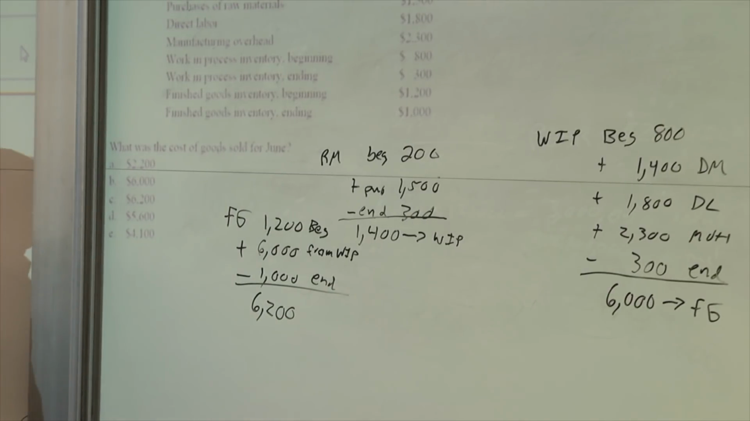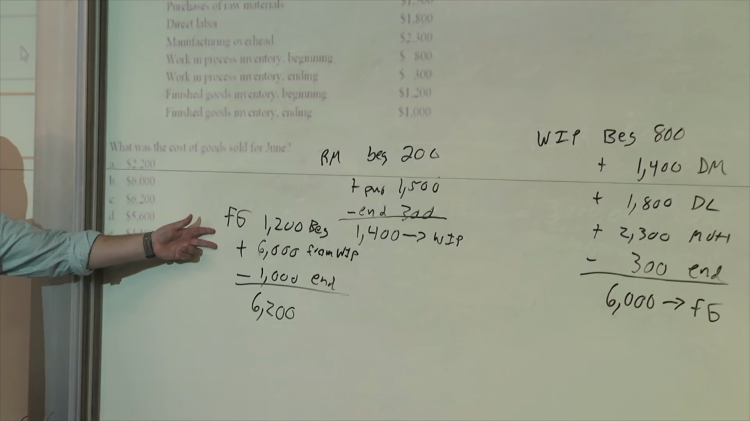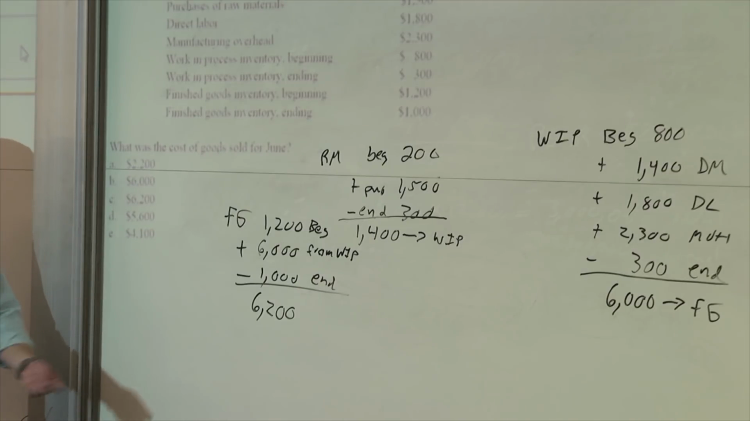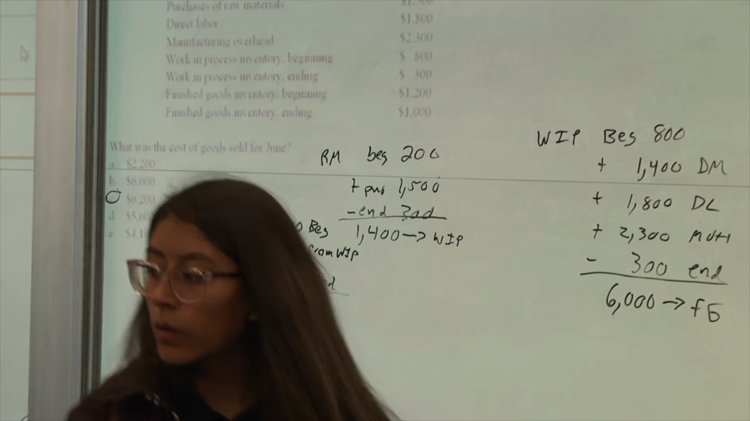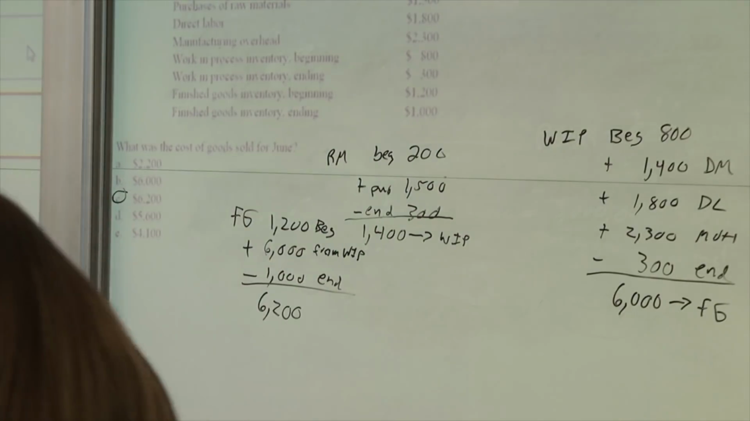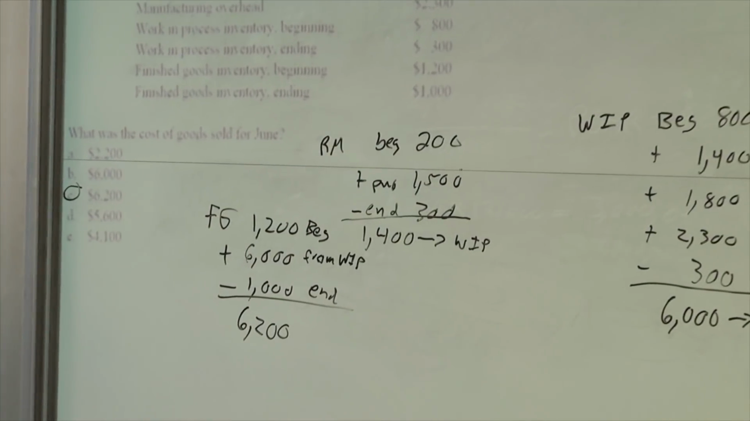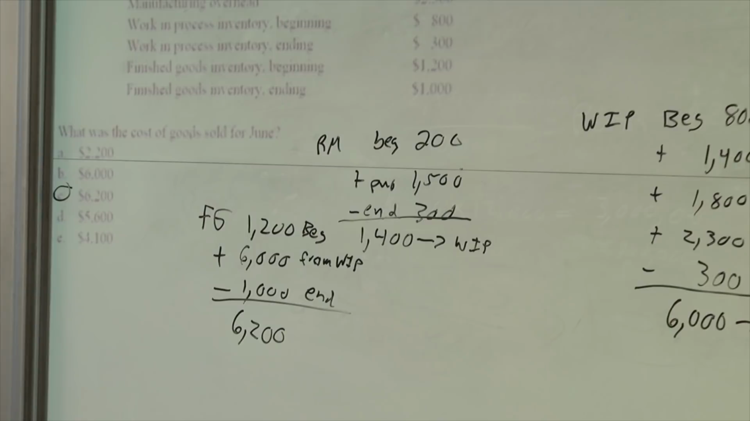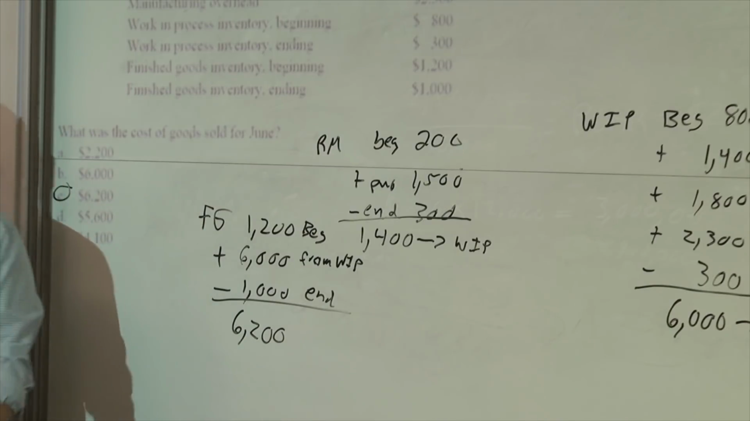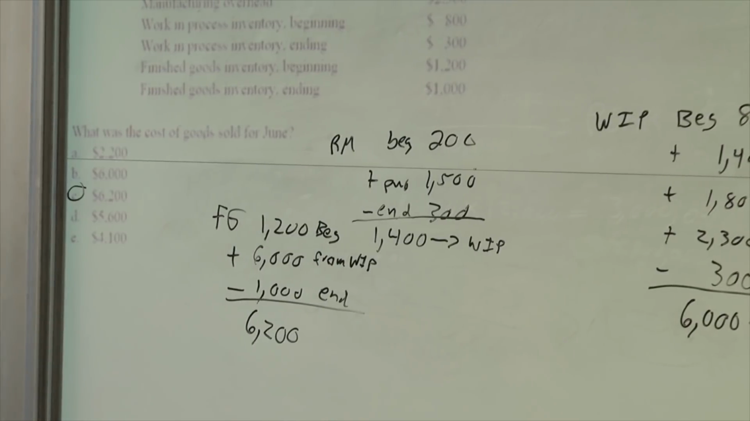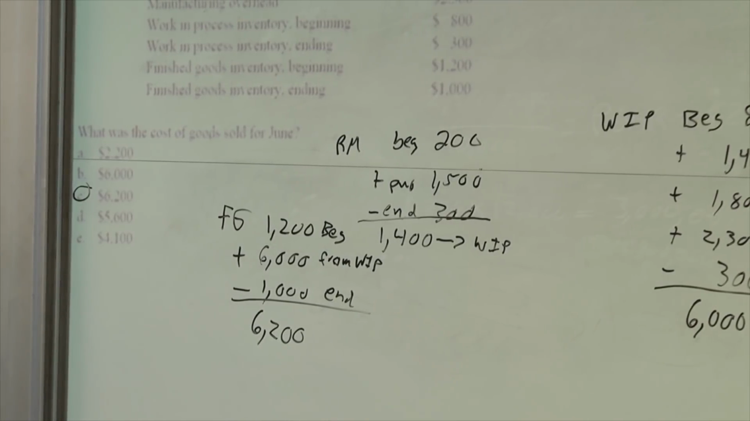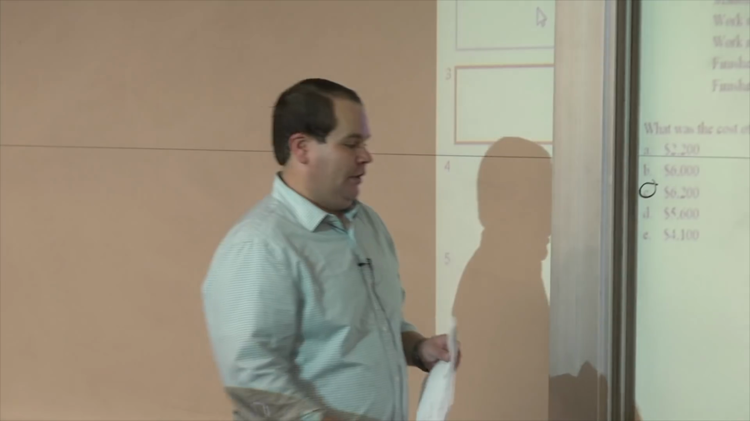Remember, definitionally, cost of goods sold is everything they could have sold, subtract what they didn't sell. This must have been what they sold. And that's choice C. All right, so a little bit of a long one, but make sure you practice this a bunch of times, and you'll get into a rhythm. You're doing the same thing over and over again, but you're going to need to know how these different accounts flow into each other. Is everyone good with that? All right, go to the next one.